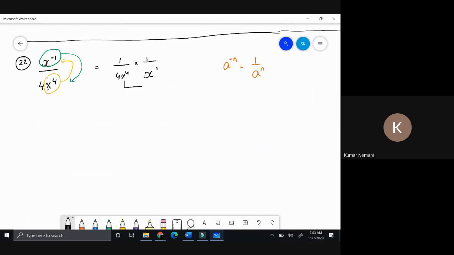So now you're going to combine these two and write 1 by 4. In the denominator, you have x power 4 multiply x power 1. And you know that irrespective of whether the terms are in the numerator or denominator, a power m multiplied by a power n is equal to a power m plus n. So that becomes 1 by 4 x power 4 plus 1, that is 1 by 4 x power 5, with 4 as its constant. This will be your final answer.